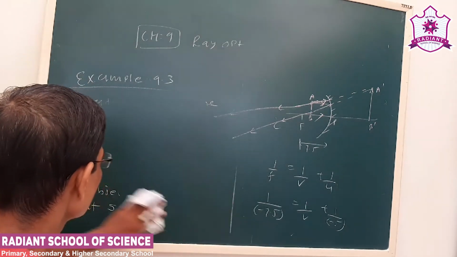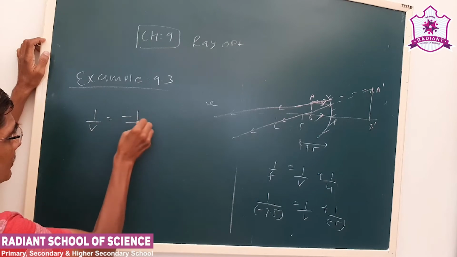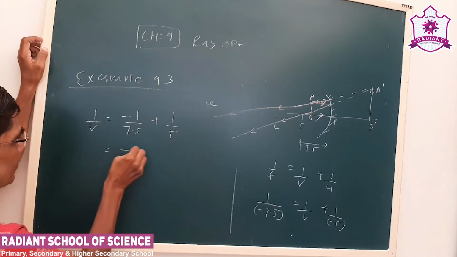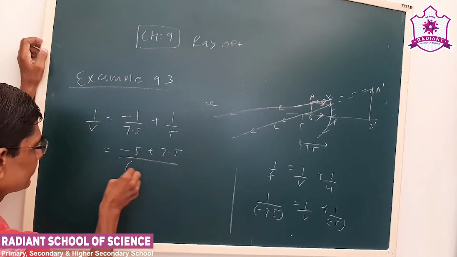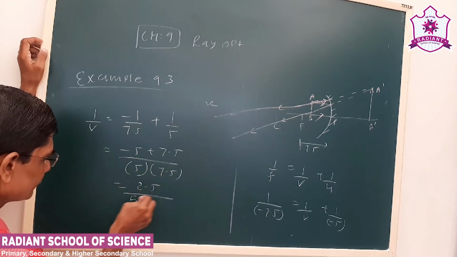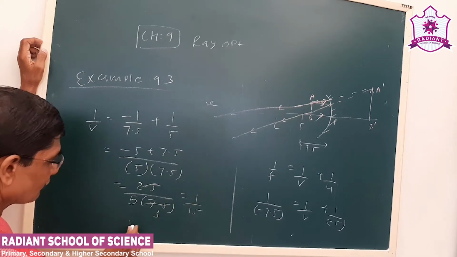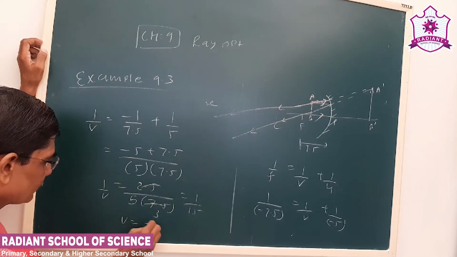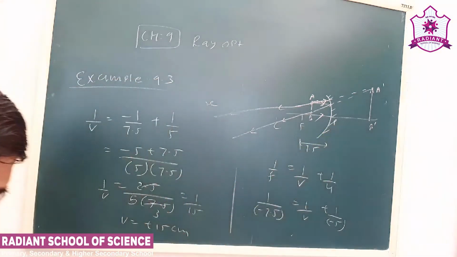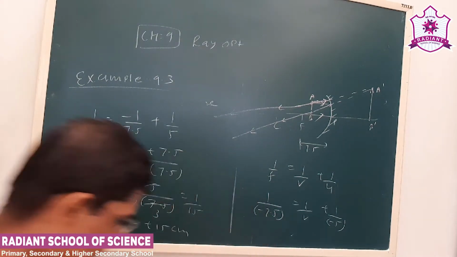So 1 upon V minus, okay, plus 1 by 5. Now cross multiply, minus 5 plus 7.5. One upon V is 15, V is plus 15. So our assumption is correct. We should get positive, and that is our correct assumption.